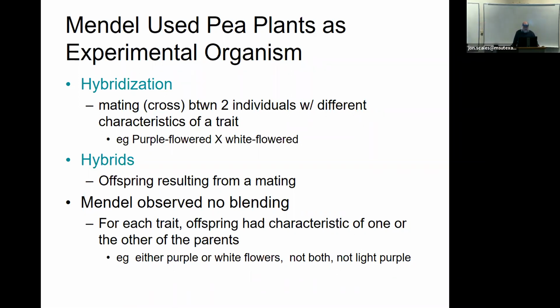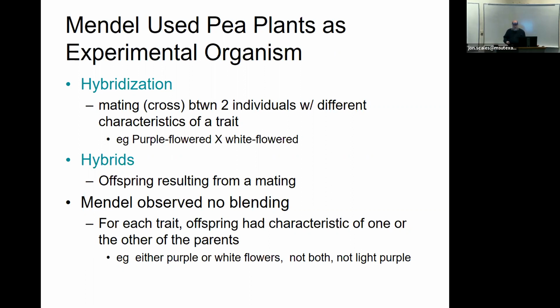So the cross itself can be referred to as a cross, which it usually is. It can be referred to as a mating. It can be referred to as a hybridization. Hybridization kind of caught on in the plant world. With animals, we call it breeding or mating, okay? But in both cases, you're taking individuals with different characteristics for a trait, mating them, producing offspring, and examining what the characteristics of the phenotype are in the offspring, okay?